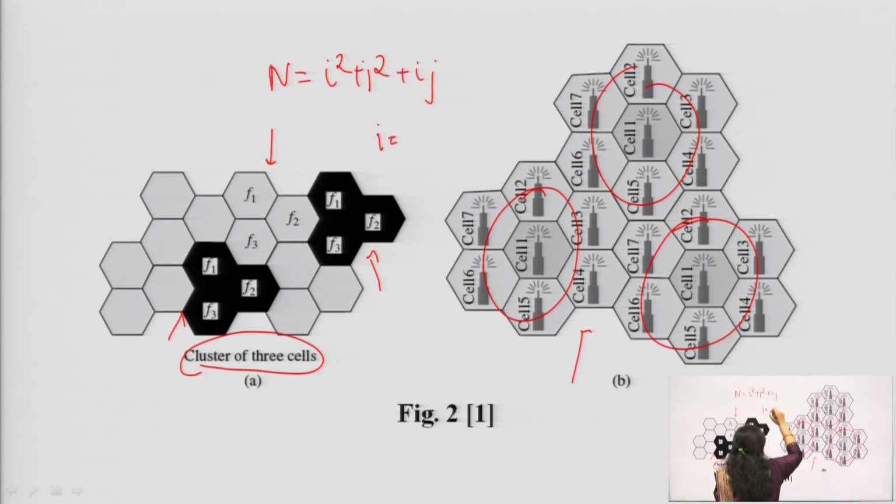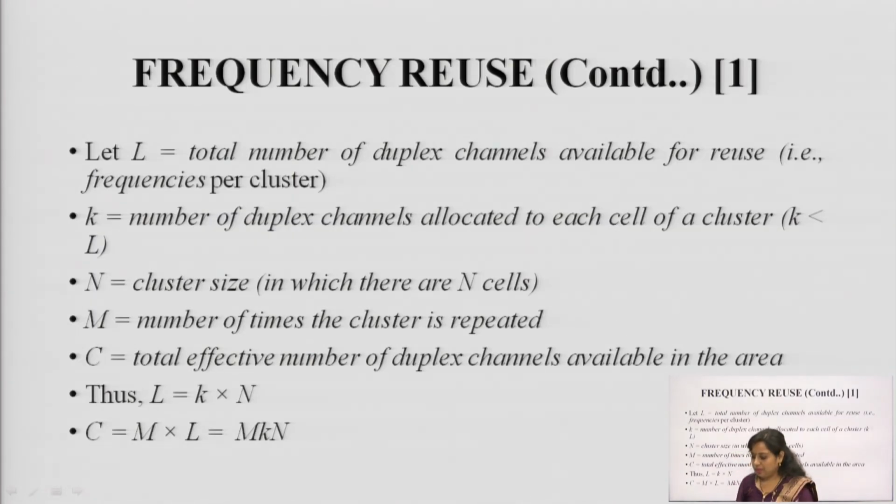I means you have to move vertically upward to that point, and then rotate 60° clockwise and then move to the j location. So, that is how you have to decide the frequency co-channel cell. So, this is the frequency reuse formula, that is very important.